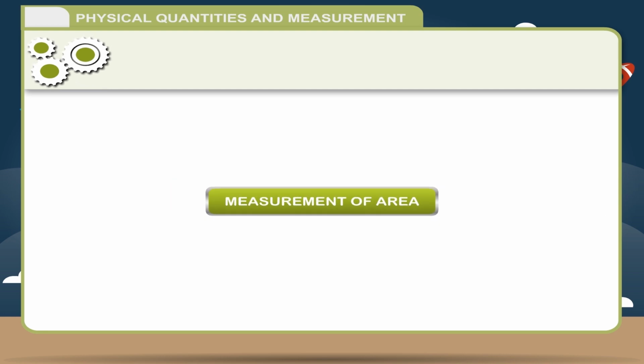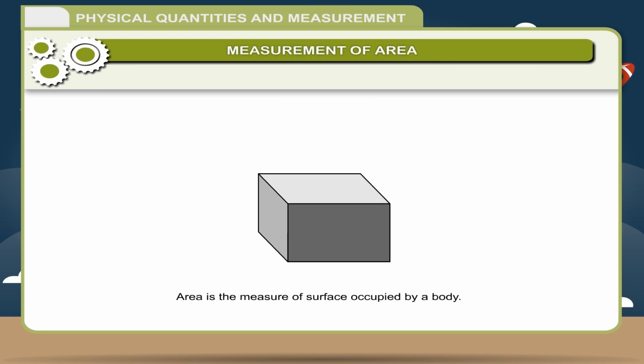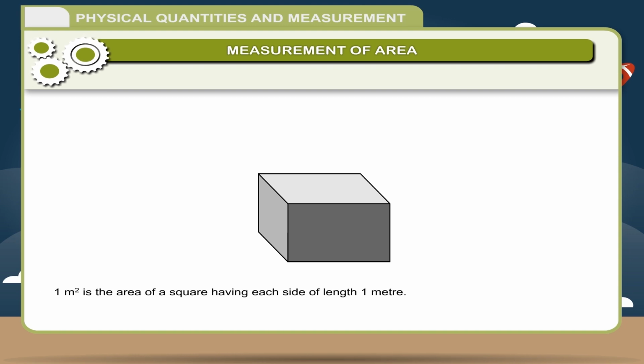Measurement of area. Area is the measure of surface occupied by a body. The SI unit of area is square meter. 1 square meter is the area of a square having each side of length 1 meter. Small unit of area is 1 square centimeter.